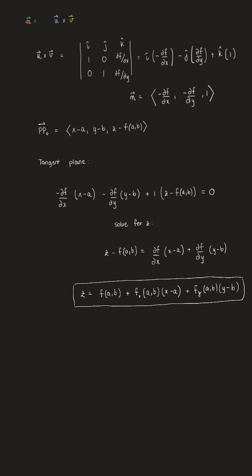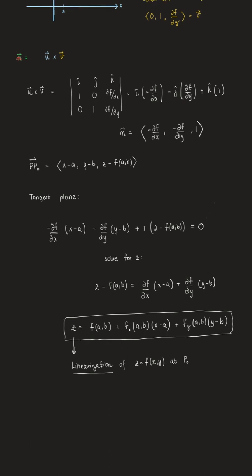And one note here, we also call this equation the linearization of f at point P, because it is the best approximation to our surface at a point. So that's usually called the linearization. In single variable calculus, the linearization is the equation of a tangent line. In multivariable calculus, when we're dealing with space, linearization is a tangent plane.